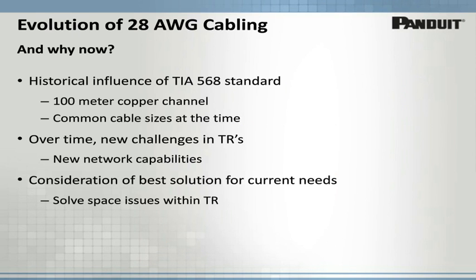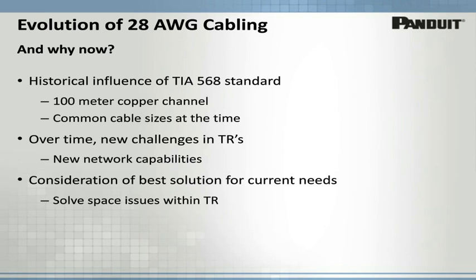Which brings us back to 28-gauge cabling and why it's just recently begun to be used within telecom rooms and data centers. Historically, a big influence has been the TIA 568 standard, first released 24 years ago, in '91, which established the 100-meter maximum length for a copper cable channel and incorporated common cable sizes at the time, with 24-gauge cabling being very typical as a carryover from the telecommunications twisted pair cabling.